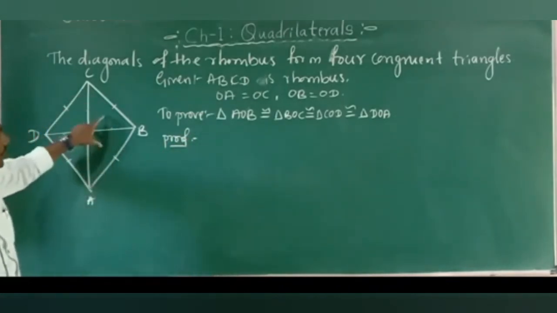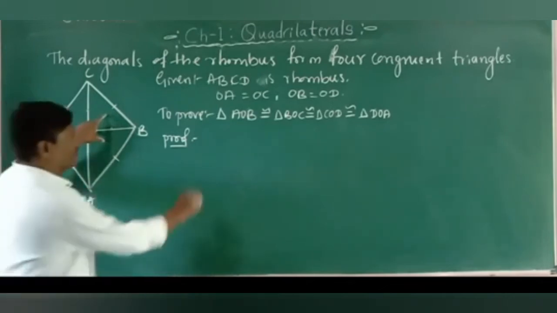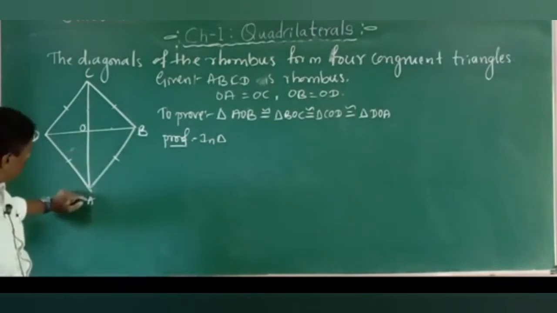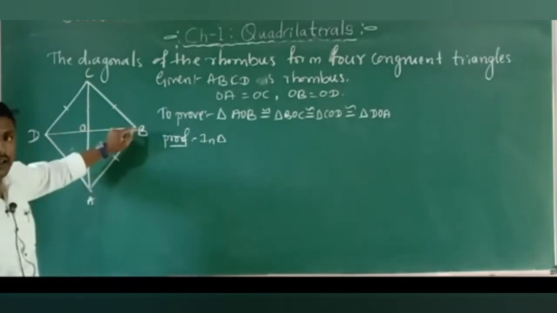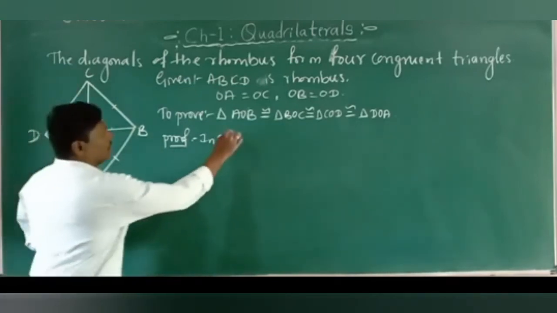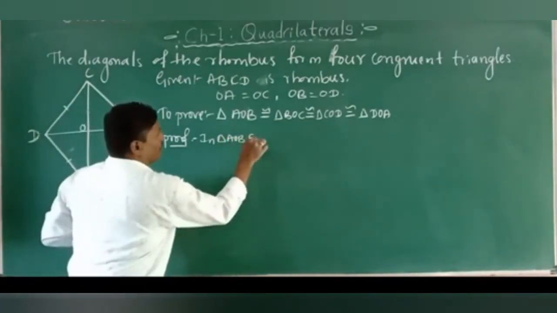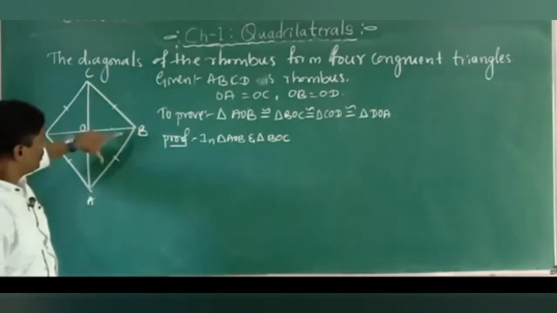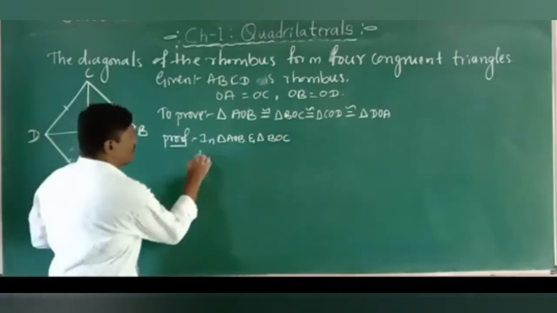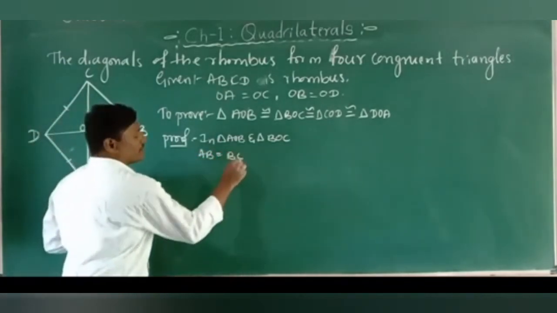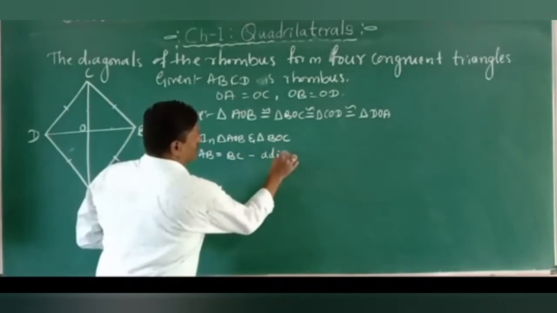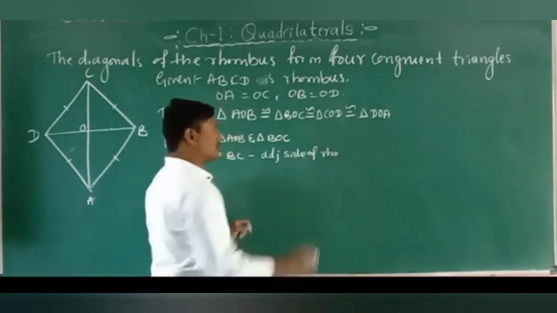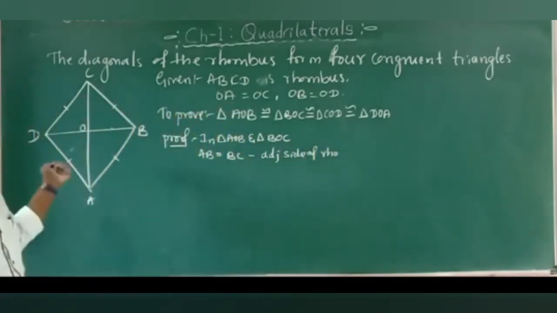First, consider any two adjacent triangles. Here I am considering the two adjacent triangles, triangle AOB and triangle BOC. In that, AB is equal to BC. These are the adjacent sides of the rhombus. So all the four sides are equal in a rhombus, right?